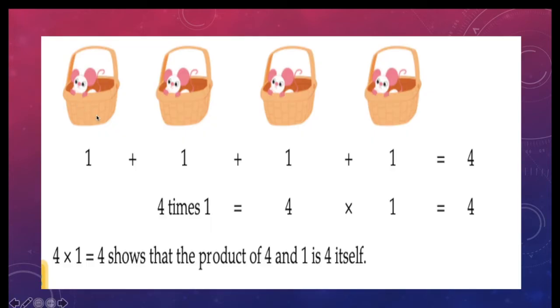Here we have a basket, that is 1, 2, 3, 4. We have 4 separate baskets, and in each basket there is a mouse. So, if we are doing it in repeated addition, that is 1, 2, 3, 4: 4 times 1, which is 4. That is 4 baskets, and in each basket we have one mouse. So, 4 into 1 is 4 itself. Here 4 ones are 4, which shows that the product of 4 and 1 is 4 itself. So, when any number is multiplied with 1, it gives the same number as the product itself.